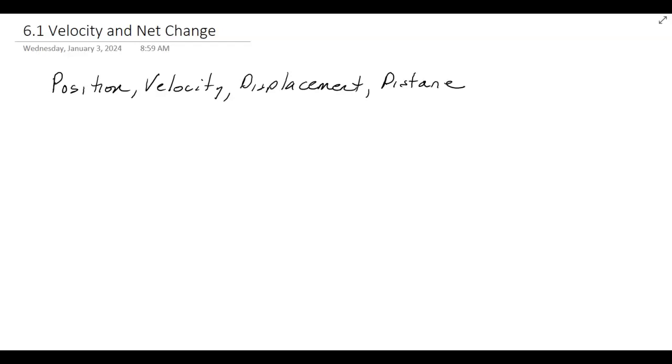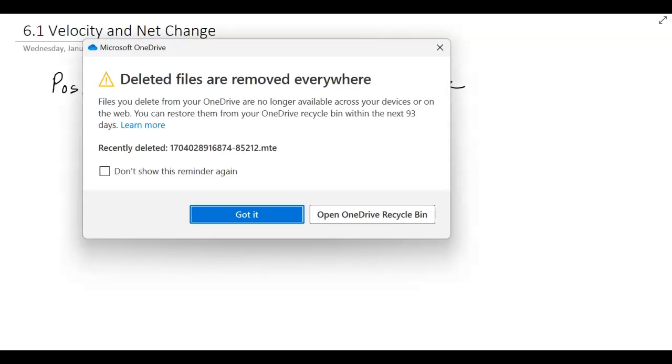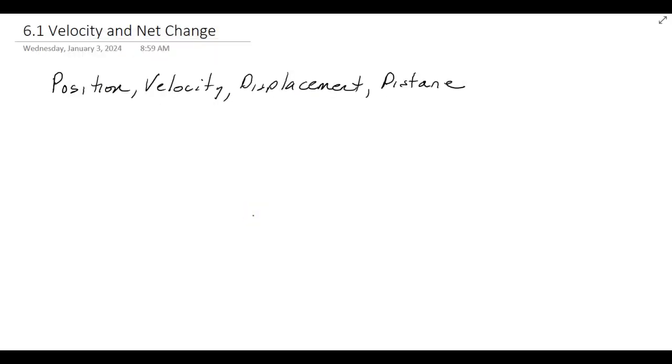Good morning. In today's video, we're going to look at section 6.1, velocity and net change, which really is a review of a lot of the stuff that was done in Calc 1, where we look at position, velocity, displacement, distance, and particularly the relationship between position, velocity, and acceleration. So let's just quickly review a few of those concepts.